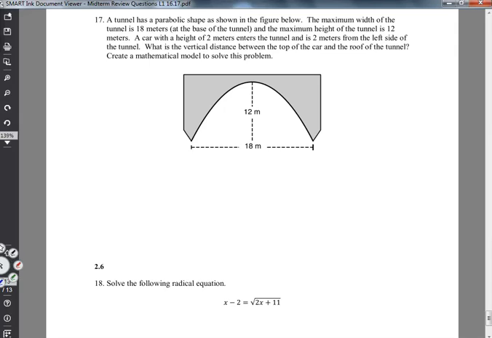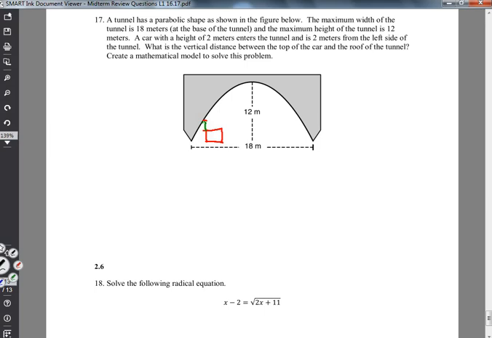Okay, so going over this last problem, a tunnel has a parabolic shape as shown. The maximum width is 18 meters, the maximum height is 12. A car with a height of 2 meters enters the tunnel and is 2 meters from the left side. What is the vertical distance between the top of the car and the roof of the tunnel? So this will be your car, which is 2 meters in and 2 meters high, and we need to see how far it is away from the roof.